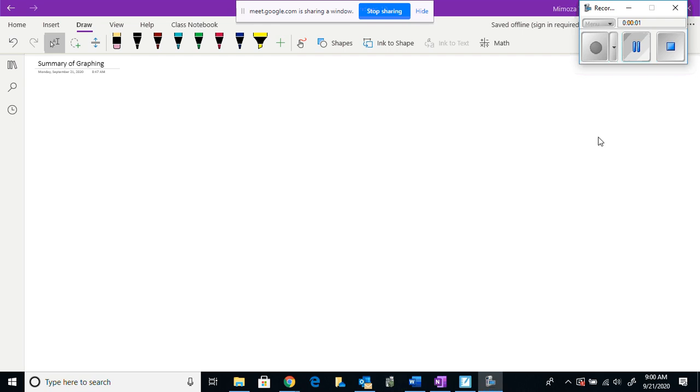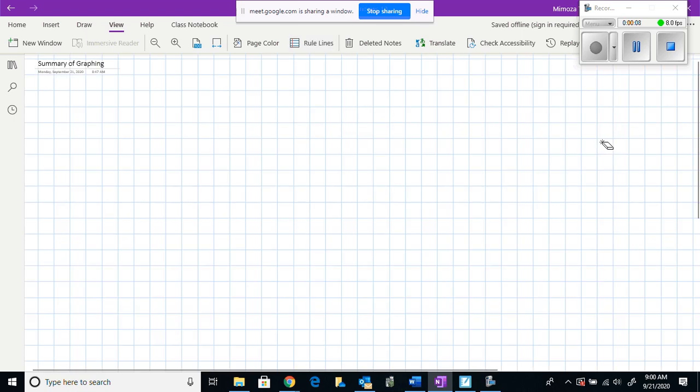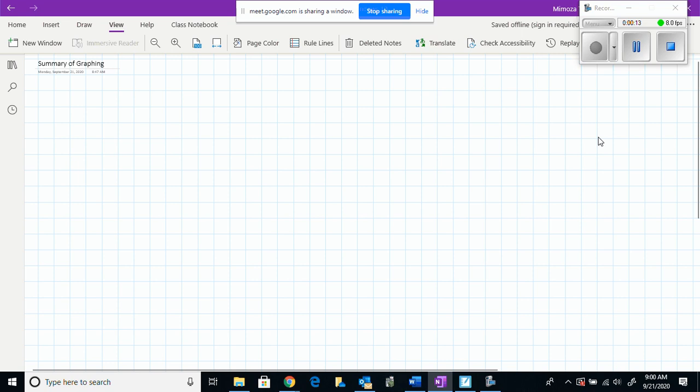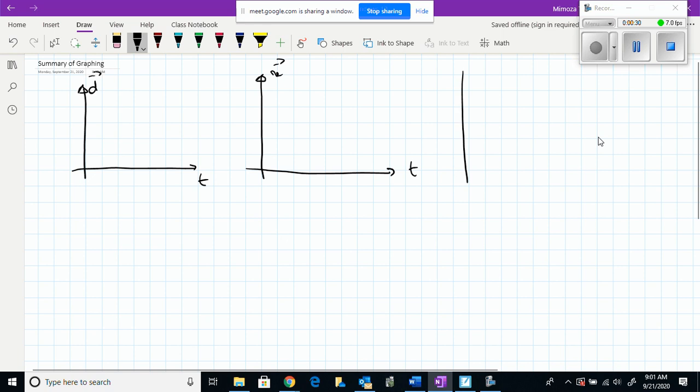Today we will start with the summary of the graphing, and we are dealing with graphs in kinematics. So what do we have in kinematics are three types of graphs: the displacement time graph, the velocity time graph, and the acceleration time graph. Those are the three graphs that we discuss in kinematics.